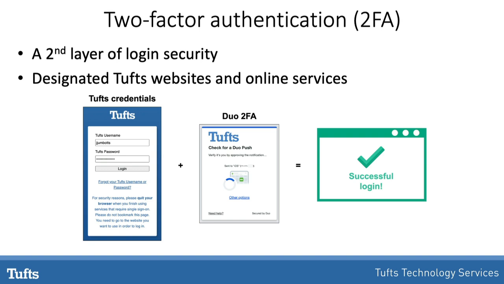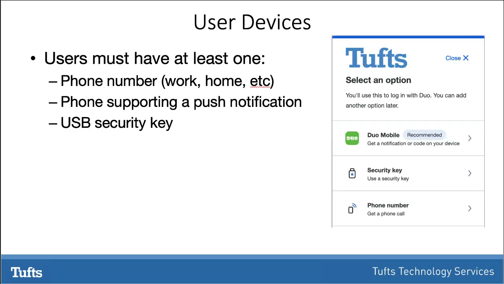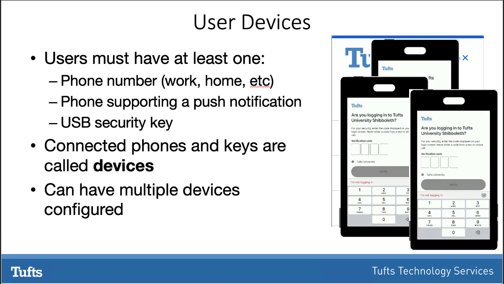on their phone. In their Duo settings, users must have at least one mobile, work, home, or other phone number configured for Duo to be able to contact them for authentication. Connected phones are called devices because you can download the Duo app on a device like a tablet. There's nothing wrong with having multiple devices configured. The user can always delete or change their devices later.